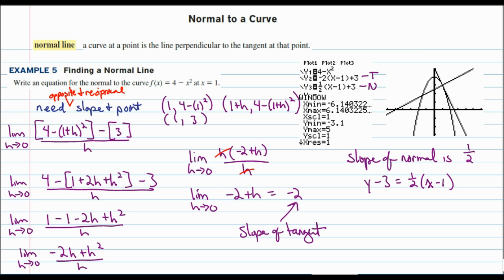I found a pretty good window and then just hit zoom square so that I'd be able to see these looking like perpendicular lines. Otherwise, if the window's skewed, they don't really look perpendicular, and I want to make sure that I did this right.